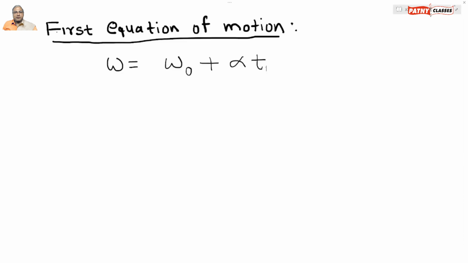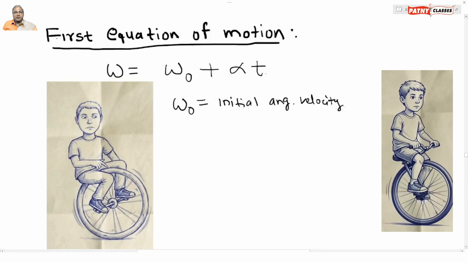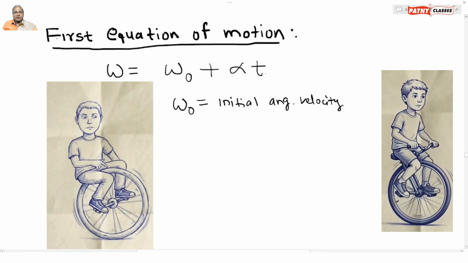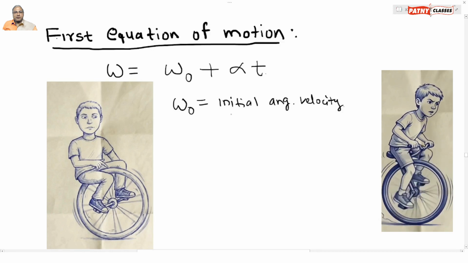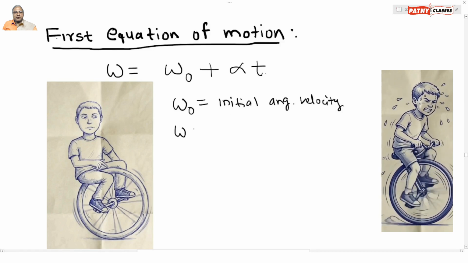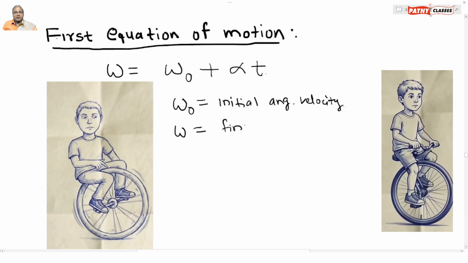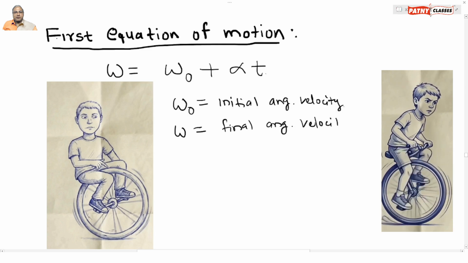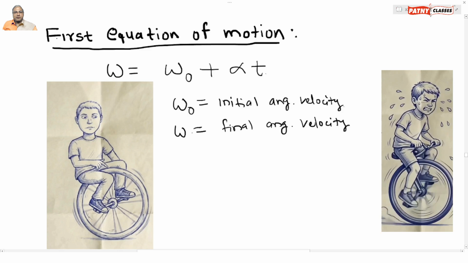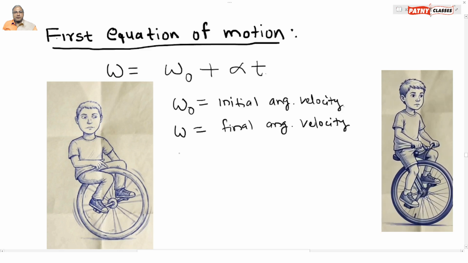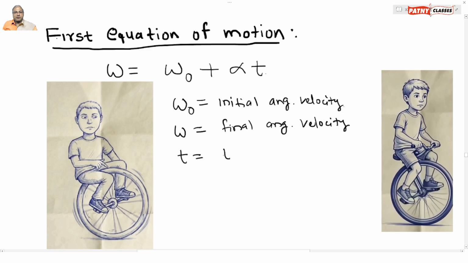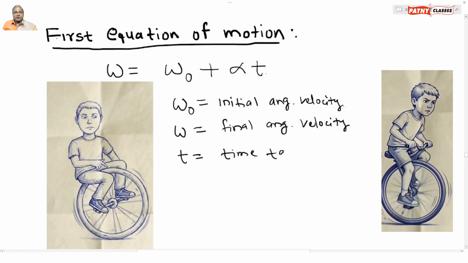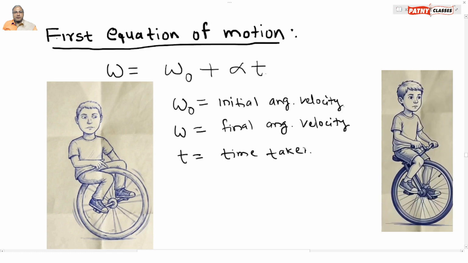Let us now derive the first equation of motion, that is omega equals omega naught plus alpha t. Suppose this boy is riding the wheel, and omega naught is the initial angular velocity, and omega is the final angular velocity. As time passes, the angular velocity will change from one value to another value. Let us say that t equals the time taken to change the angular velocity.